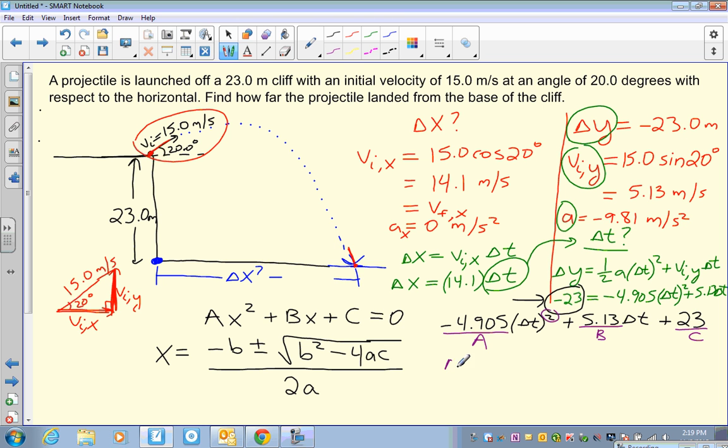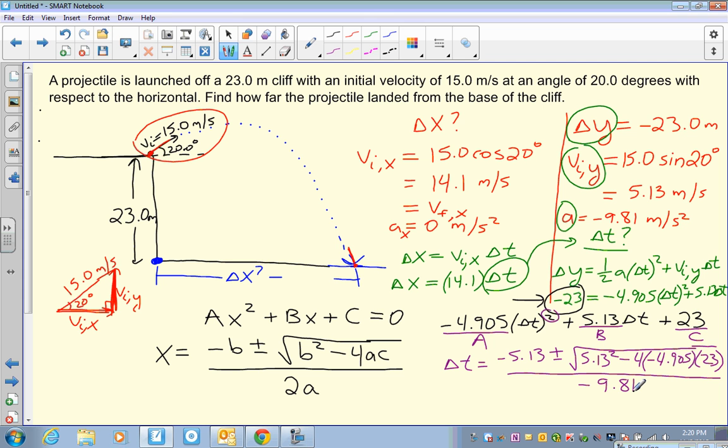And delta t is going to be negative b, so negative 5.13, plus or minus the square root of b squared, 5.13 squared, minus 4 times a, which is negative 4.905, times c, which was 23. And all of this is over 2 times a. Well, 2 times a, remember this a came from 1/2 times 9.81, so 2 times something that was 1/2, we're going to actually get right back to negative 9.81.